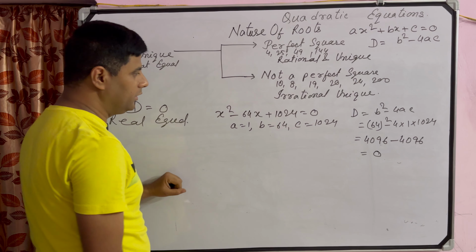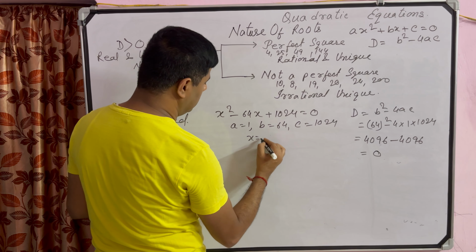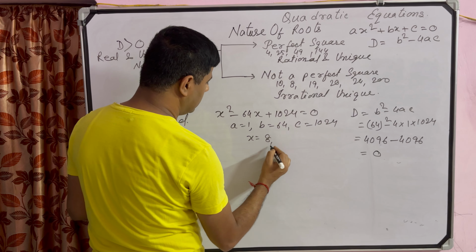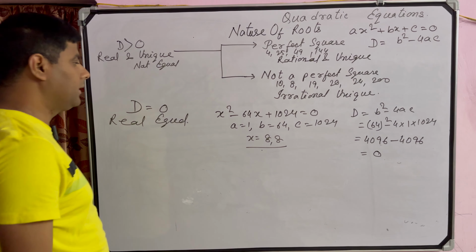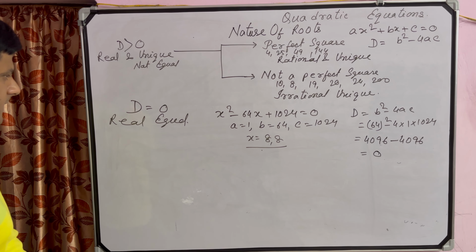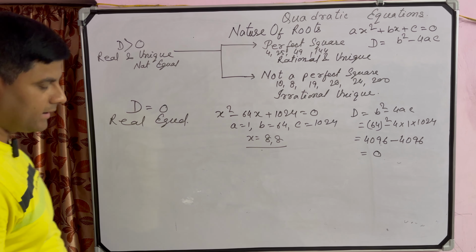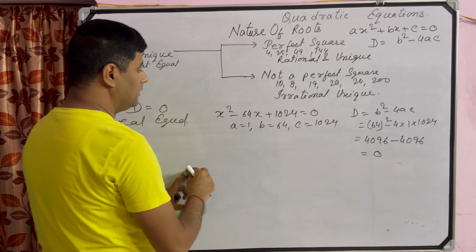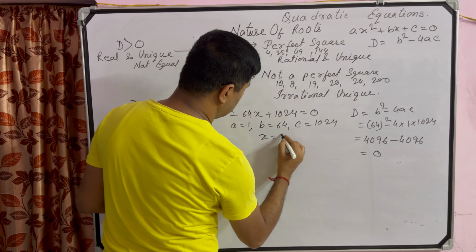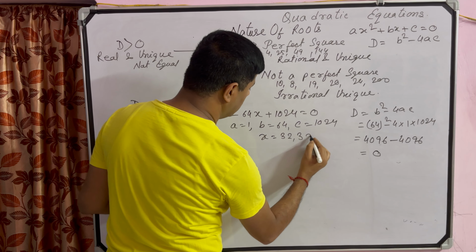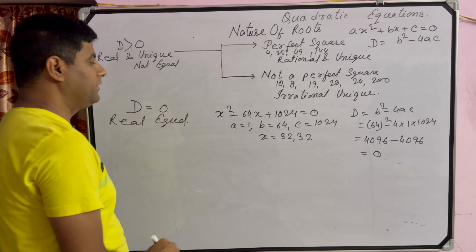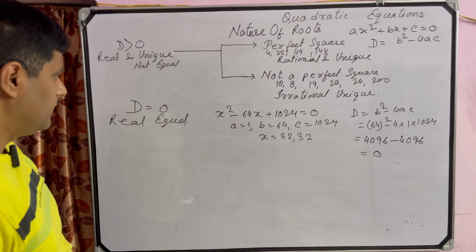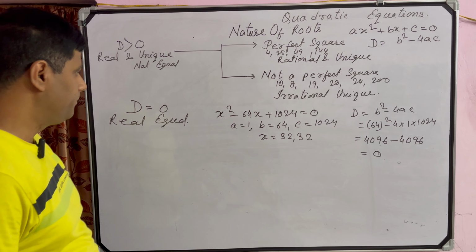Do you know what the root will be here? Roots will be, x will be 32 comma 32. Do you know why? Because this is the formula of (x minus 32) whole squared.